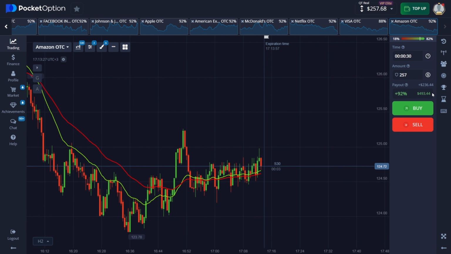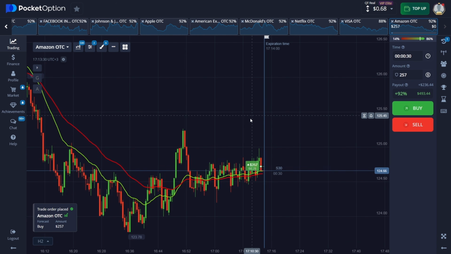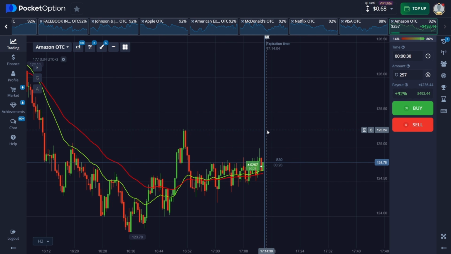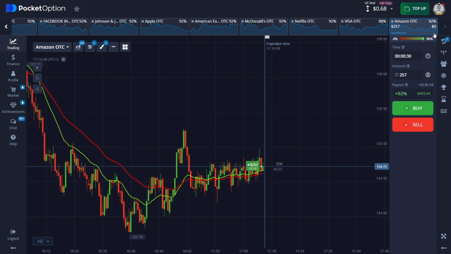Okay, here we have a trade on Amazon OTC, and I placed the trade for the upside move. I got a slightly wrong entry, but no problem. This candle should turn into a solid green candle from the EMA 25.